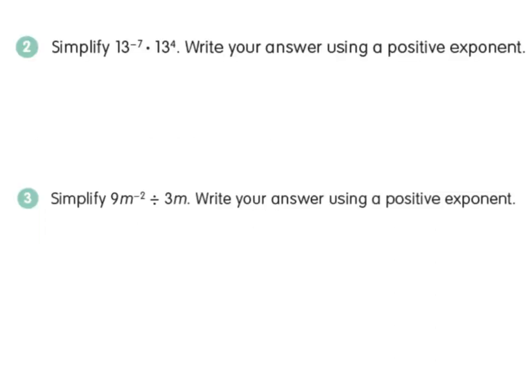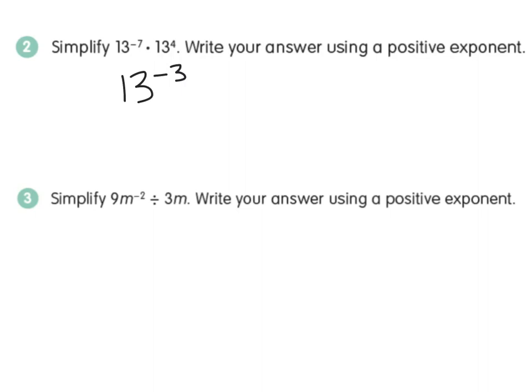Here's the first problem. They want us to simplify 13 to the power of negative 7 times 13 to the power of 4. To do that, let's start by using our multiplication rule for how to multiply numbers with exponents. Remember, as long as the bases are the same, that means as long as they're both 13 to the power of something, when you multiply with exponents, you can add the exponents together. So we're going to add negative 7 plus 4. Negative 7 plus 4 equals negative 3. So this is going to be 13 to the power of negative 3.